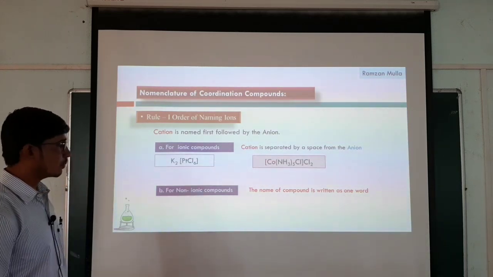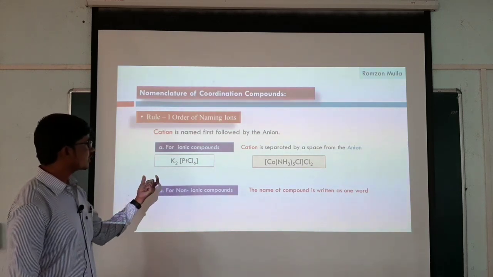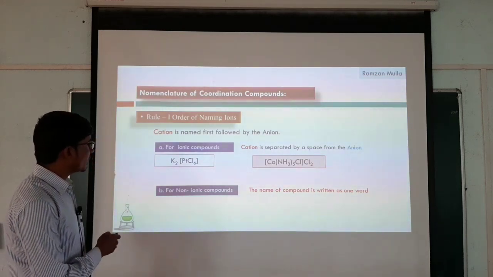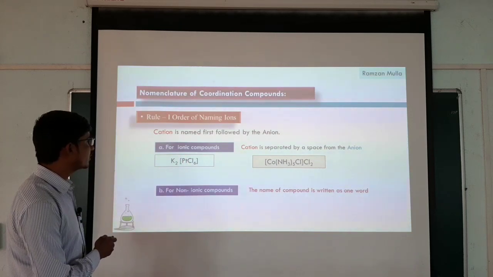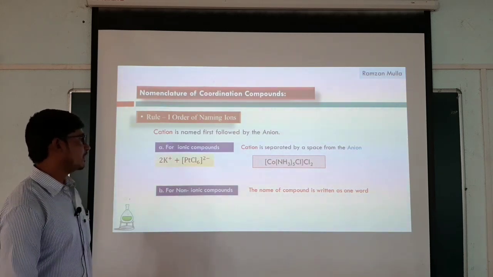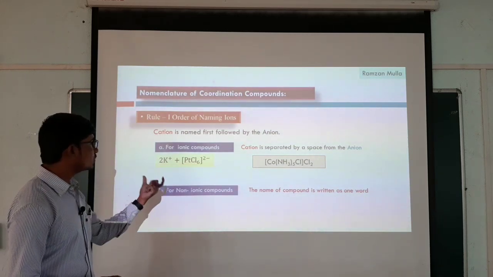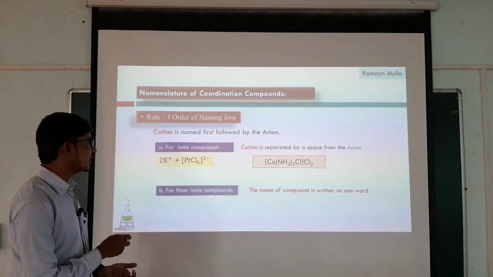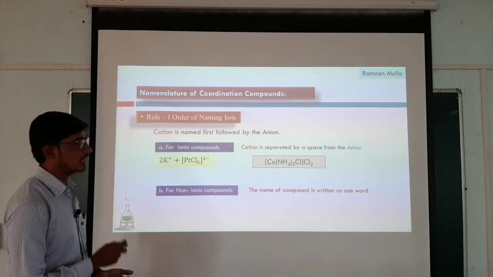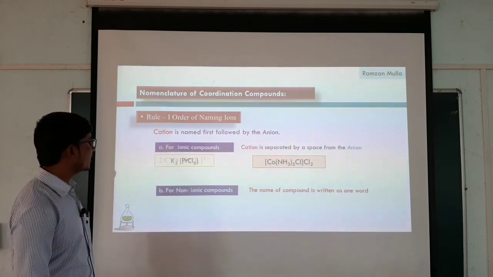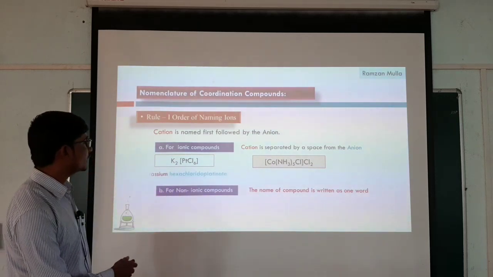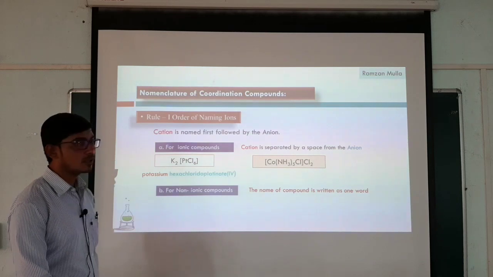So here I have two complexes. One is potassium hexachloroplatinate and one more is a cobalt complex. In this potassium complex, the potassium is present outside of the square bracket. So when this complex is dissolved in water, it splits into K plus and PtCl6 2 minus. It gives two kinds of ions, one cation and one anion. Here the cation is a simple cation and the anion is a complex anion. So the name of this complex is, first the name of the cation and then the name of the anion: potassium hexachloroplatinate.